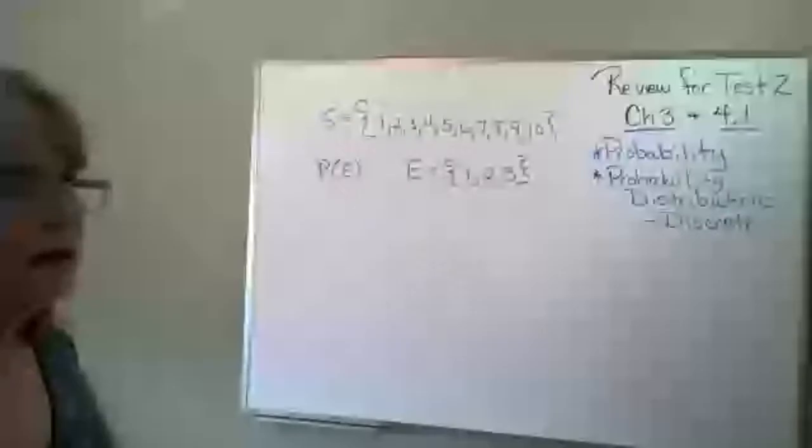So we're on question number 4, and it says we're given this sample space, and it looks like it's the numbers 1 to 10. And this question says, find the probability of event E. And E is given to be the outcomes 1, 2, or 3. So this is that particular question. This was question 4.